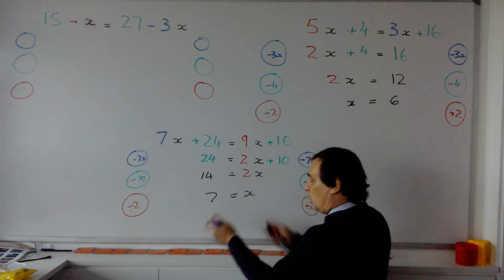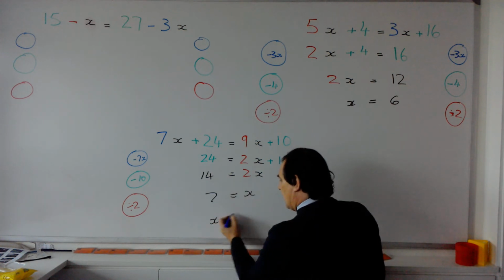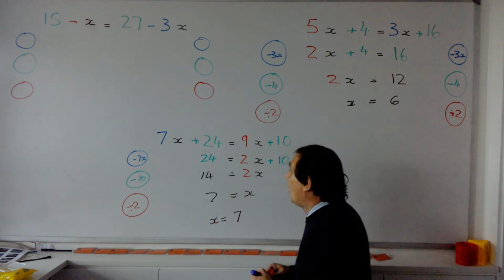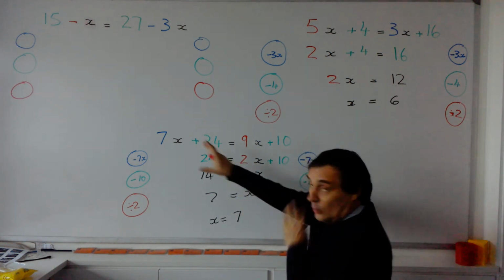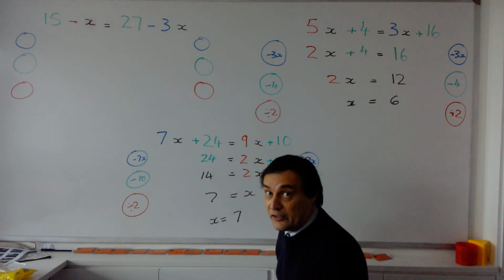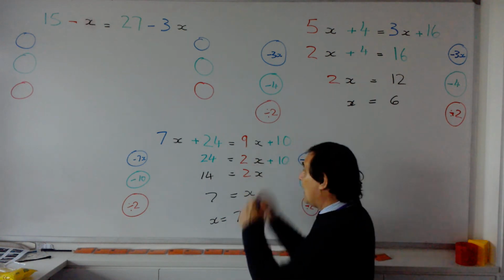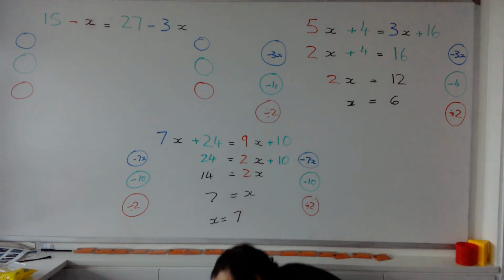Really it doesn't matter that it's the wrong way around. You can always correct it right at the end and say that x equals 7. So that's to demonstrate it doesn't matter what side they're on, you're looking for the smallest value of x to get yourself going, no matter which side of the equation it's on.